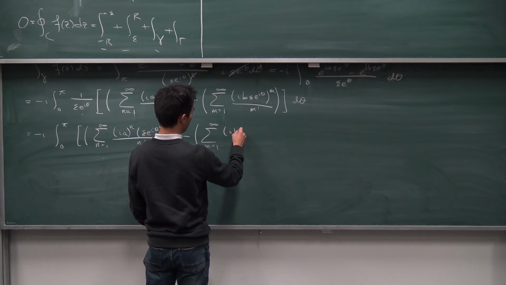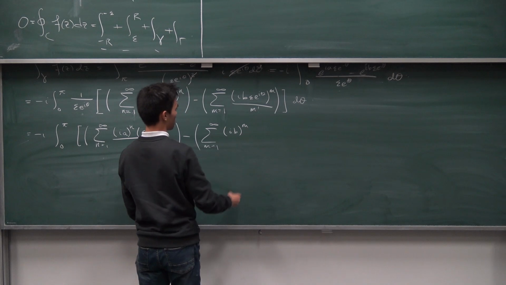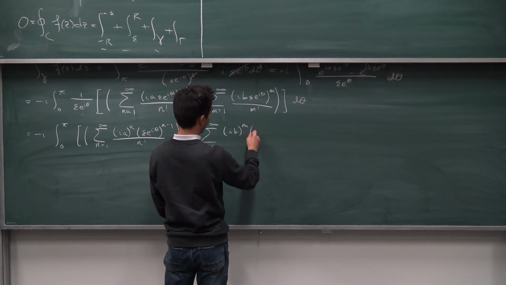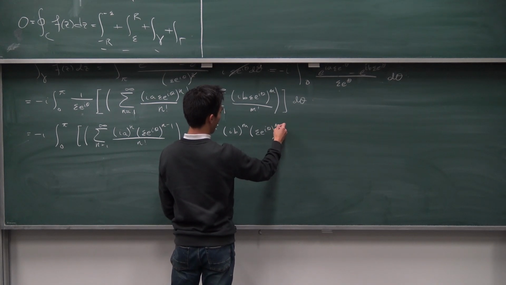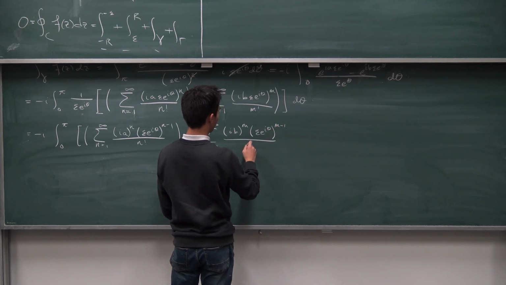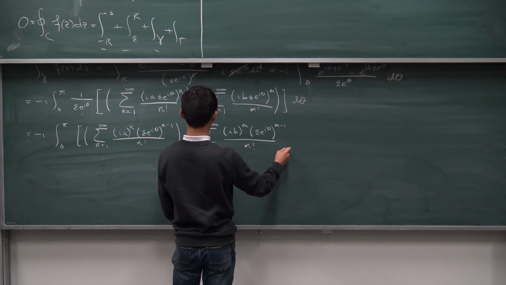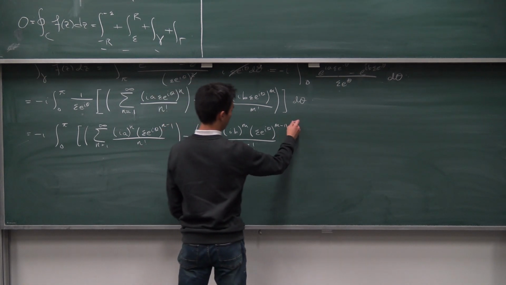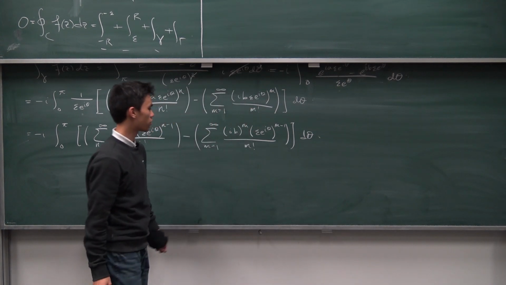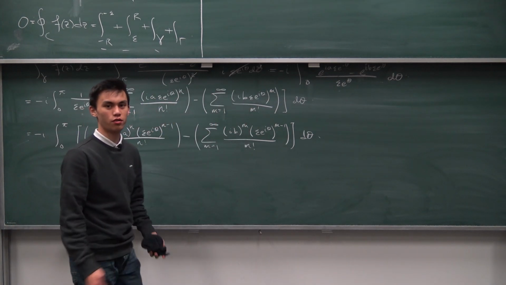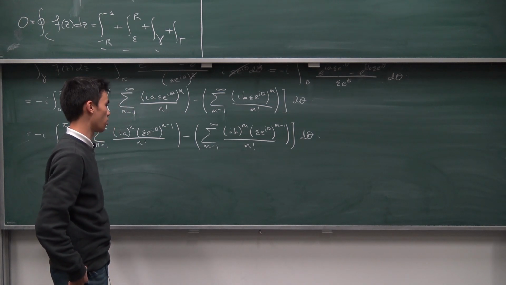We have i times b raised to the m, that's untouched, but now because we cancel this guy, that's going to become epsilon e to the i theta raised to the m minus 1, and this is divided through by m factorial, and we can wrap up the brackets here, and then we have a d theta. So that's really quite nice there. We've gotten rid of that troublesome epsilon on the denominator.